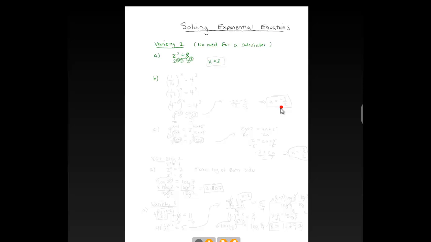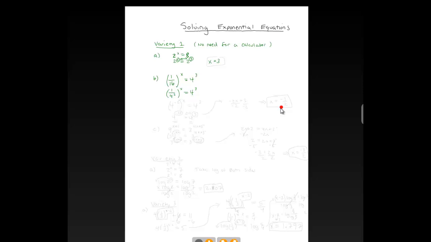Let's look at another situation. We can get a little more difficult. We could start dealing with fractions as our base. But really it's the same process. You just need to remember some rules of exponents. Like for instance, 16 is 4 squared. So again, I can write this as 1 over 4 squared to the x, and now that equals 4 to the 3.